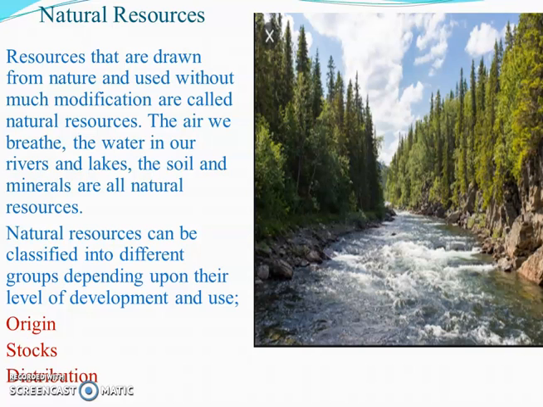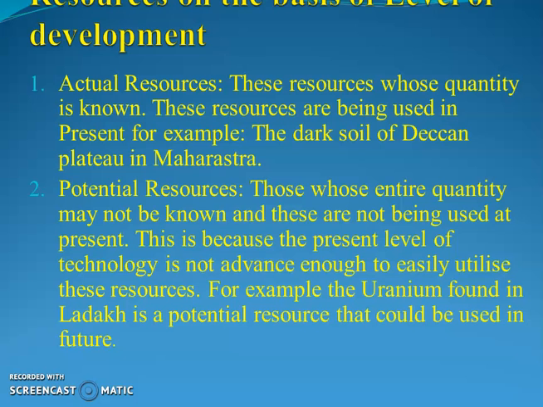Natural resources can also be classified into different groups depending upon their level of development and use. For example, natural resources can be classified into three parts given here: on the basis of origin, on the basis of stocks, and on the basis of distribution. Students, here I just want to tell you one thing. The word stocks given here, you can also say on the basis of exhaustibility. Stocks and exhaustibility are both the same. Let's see in the next slides.